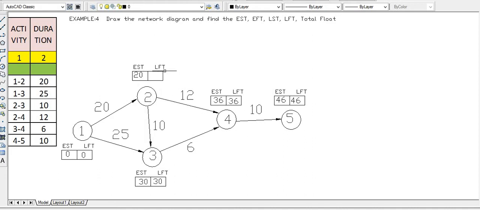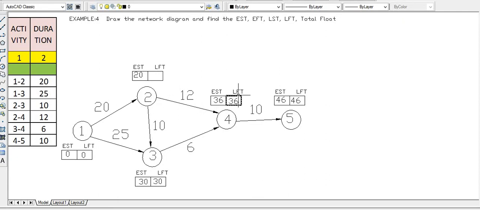So how to calculate LFT? LFT will be the minimum value. In EST, that is earliest start time, we took the maximum value. In latest finish time we will take the minimum value. So out of these two directions we will take the minimum. The first direction is 5, 4, 2 and the next direction is 5, 4, 3, 2. That means from 4 to 2 and from 3 to 2.